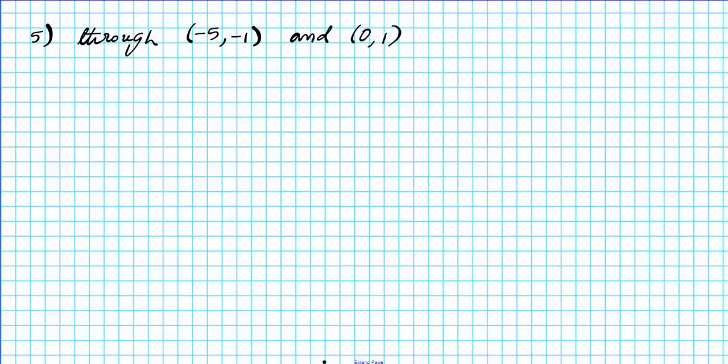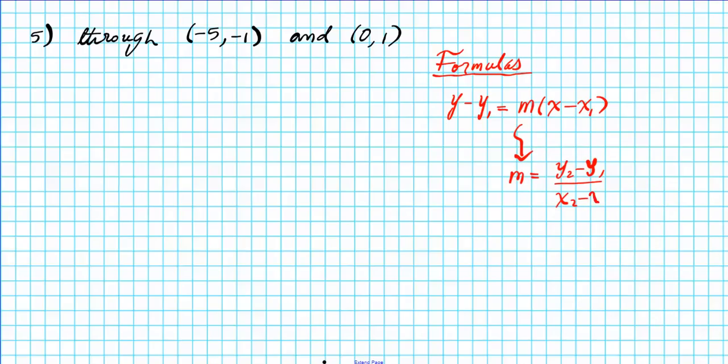So in this case, we're going to be using 2 formulas. Let's take a look at what the formulas are. We have y minus y1 equals m(x minus x1). That's the point slope form of the equation of a line. But in this particular example, we need a formula for m, which is y2 minus y1 over x2 minus x1. That will help us determine m, which we will be plugging into the m component of the point slope form.